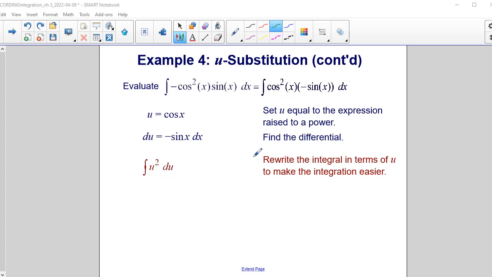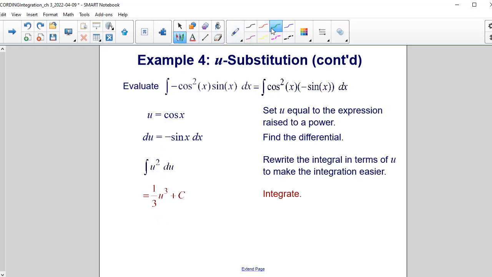Rewrite the integral in terms of u to make the integration easier. So we said that we were going to replace minus sine x dx with du. We already said we were going to replace cosine with u. That's how we get the integral of u squared du, which is a fairly easy basic integral for us to evaluate.